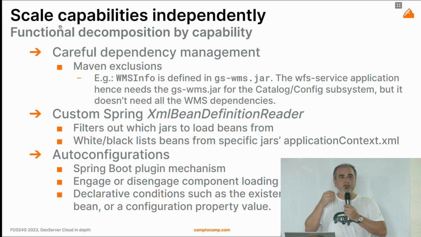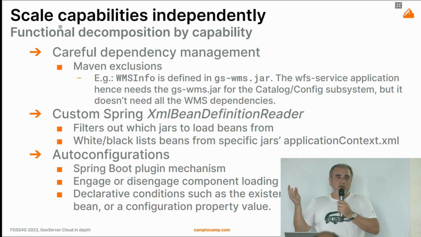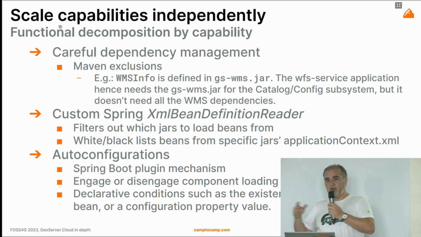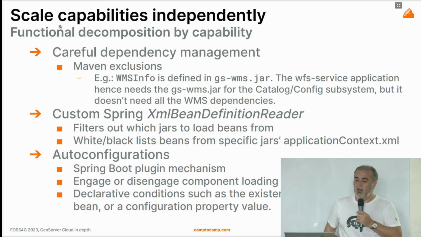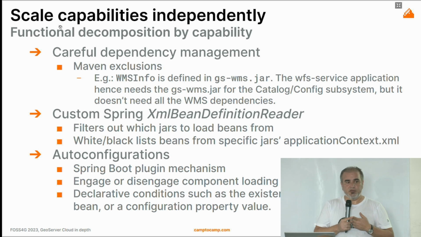We make a configuration change. I need to have that configuration class available, or the dialog will crash, but I don't need all the dependencies. So in order to solve that, we created a custom XML bean definition reader, where we use regular expressions to decide from which jar files in the classpath we are going to load files, and to create either whitelists or blacklists of which beans in those XML files to load.